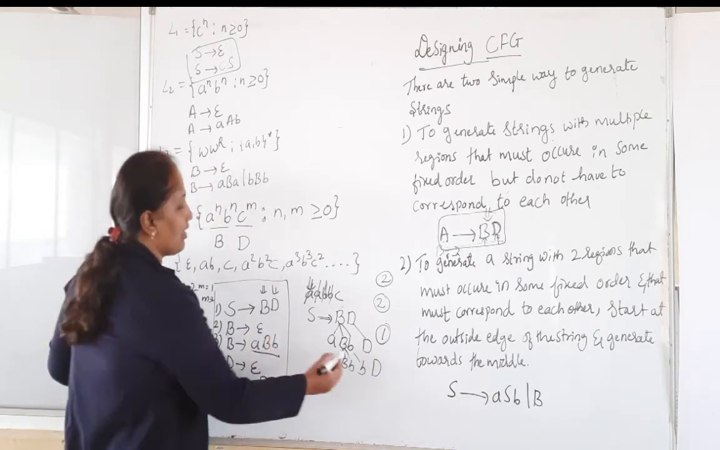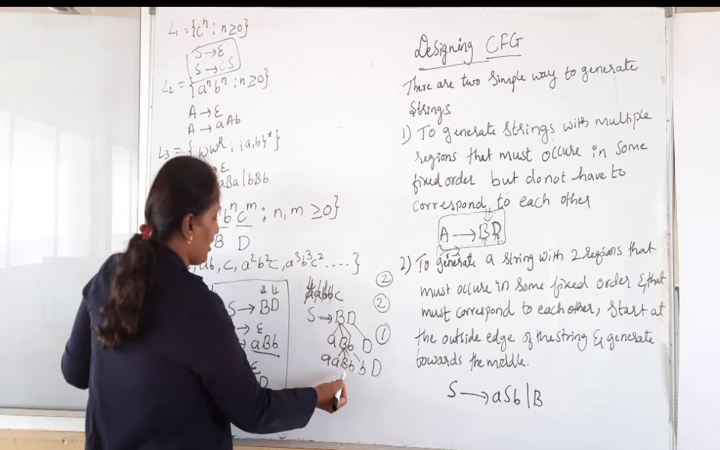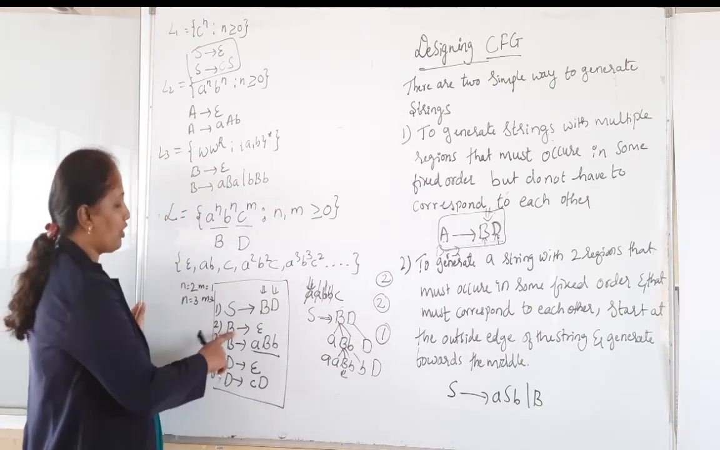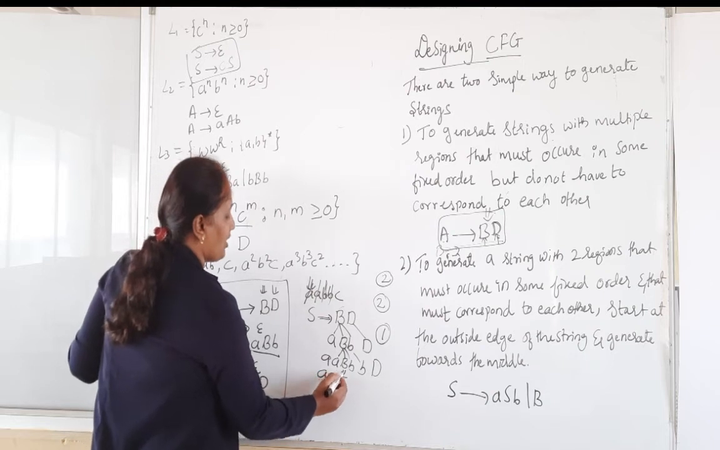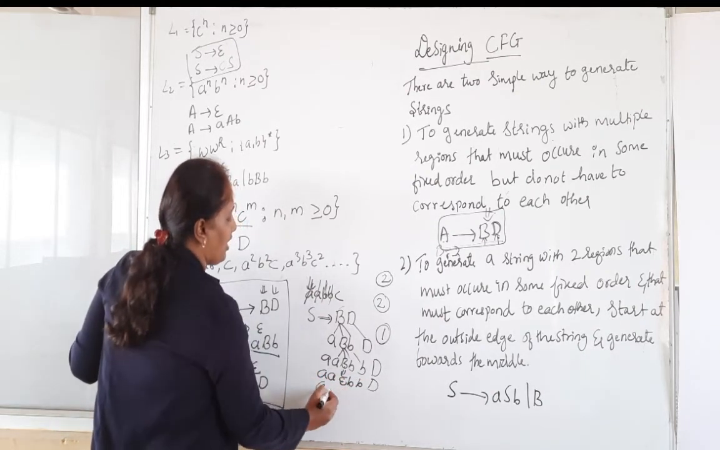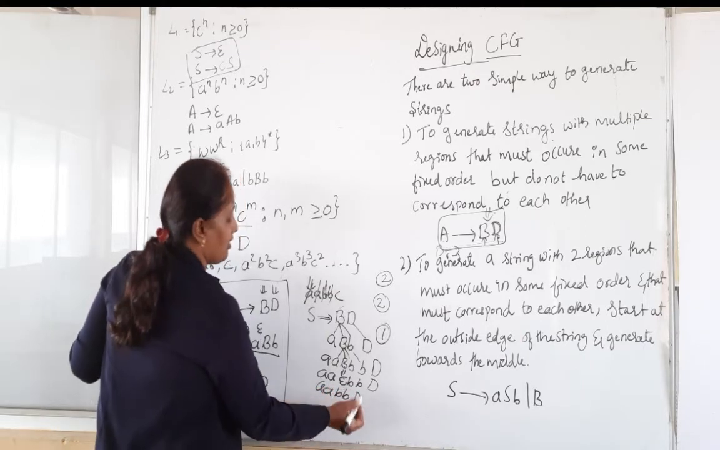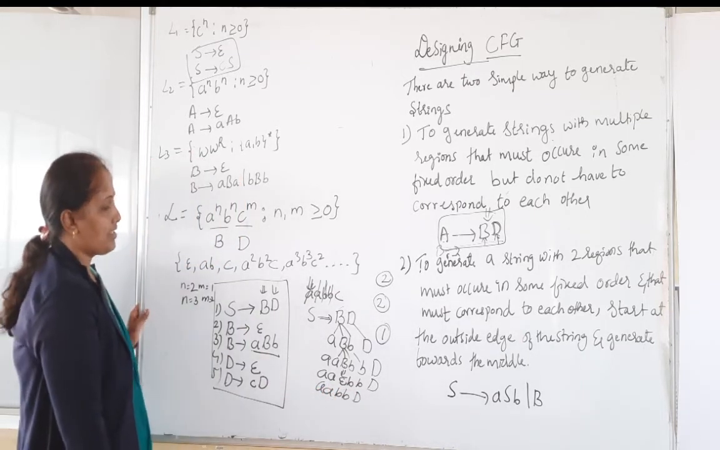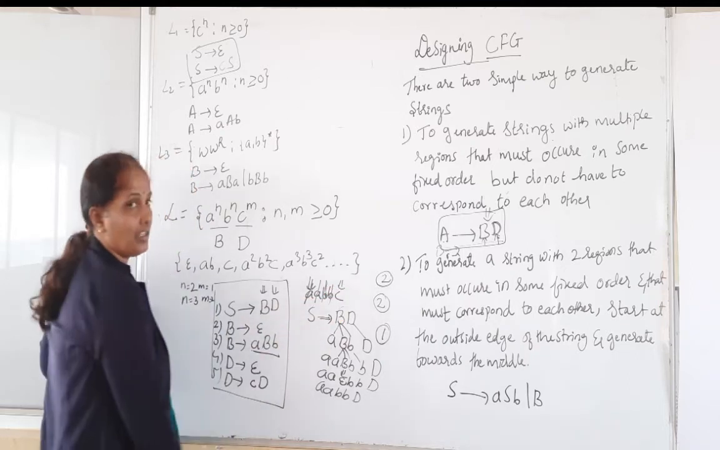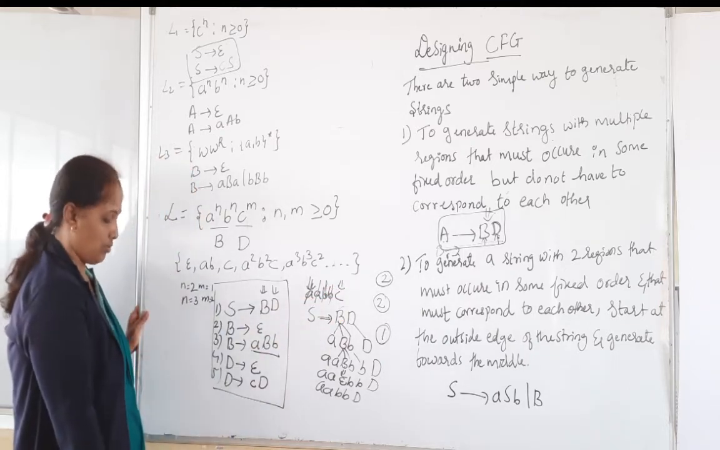In the third iteration, I must derive epsilon for this B. So according to rule 2, I will derive epsilon for this B. So after deriving, what do I get? aabbD I get. So I am able to accept aabb. Next input string that I must accept is small c.